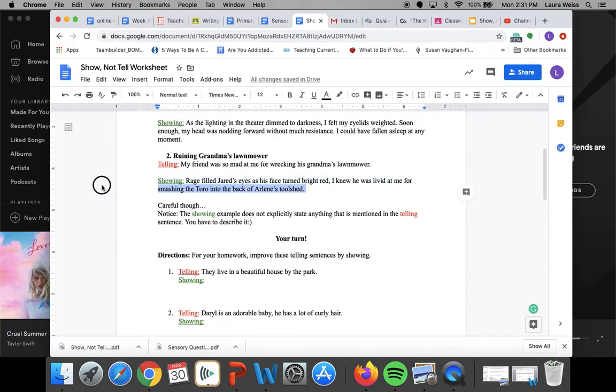Showing, though. Rage filled Jared's eyes as his face turned bright red. I knew he was livid at me for smashing the Toro into the back of Arlene's tool shed. So, you don't have to tell me your friend was mad because you can describe him, and I know he's mad. Okay? Additionally, you don't have to just say, "Yeah, I wrecked my grandma's lawnmower." No, instead you're saying, "I smashed this Toro in the back of a shed." Right? That's a lot more description.